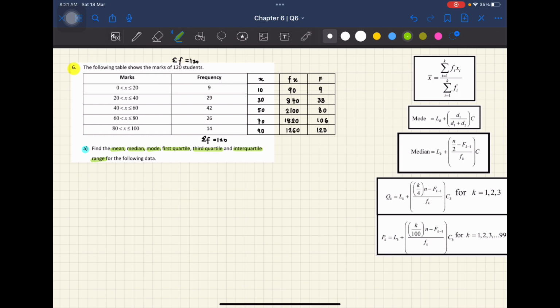When you have group data which is given in a table, and then the range on the left side, you have marks given in the form of range. The range is from 0 to 20, then from 20 to 40 and so on until 80 to 100. This is given in a range, or you can also call it a class. So marks in the form of range, in the form of class.